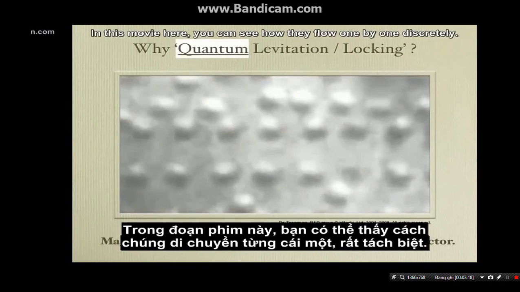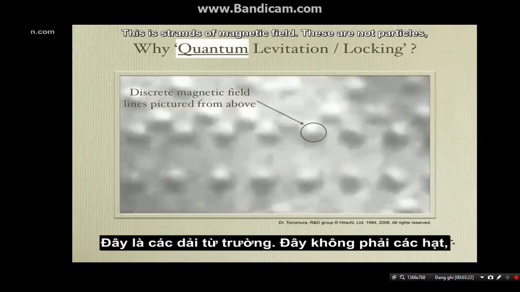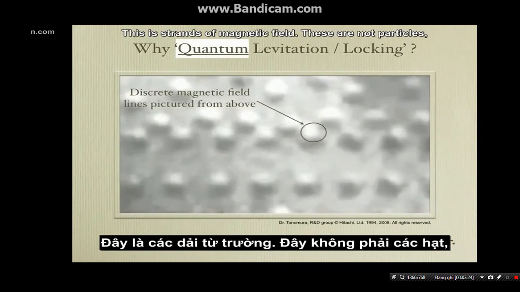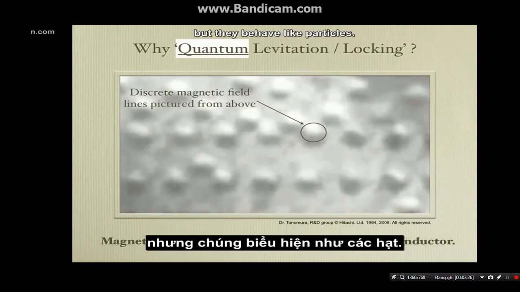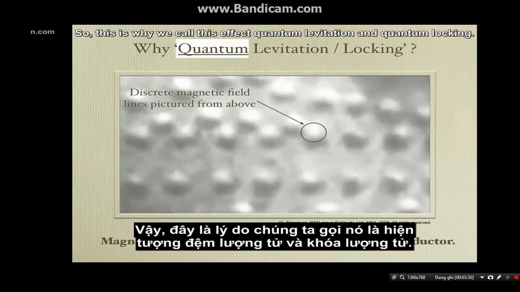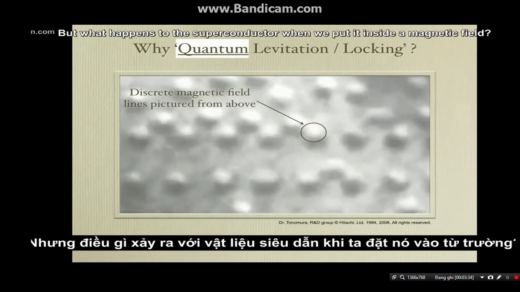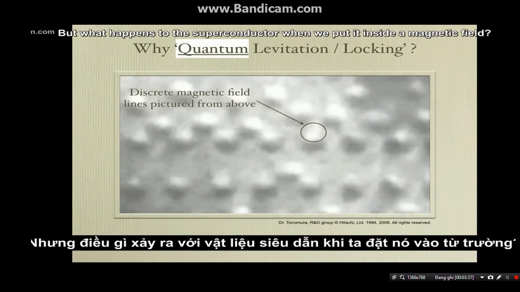Here, you can see how they flow one by one discretely. This is strands of magnetic field. These are not particles, but they behave like particles. So this is why we call this effect quantum levitation and quantum locking. But what happens to the superconductor when we put it inside a magnetic field?